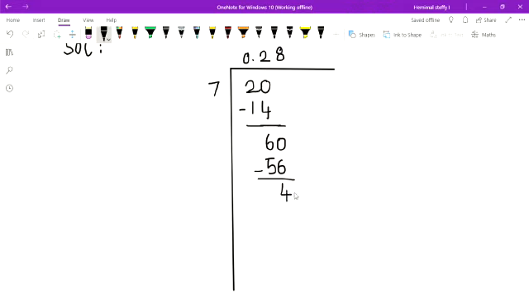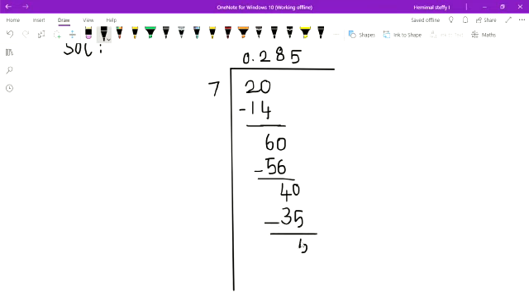Again I add one more 0 here, 40. How many times? 5 sevens are 35. So subtract this number, change this sign, I get the answer 5.